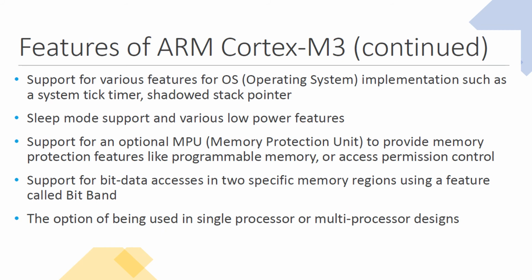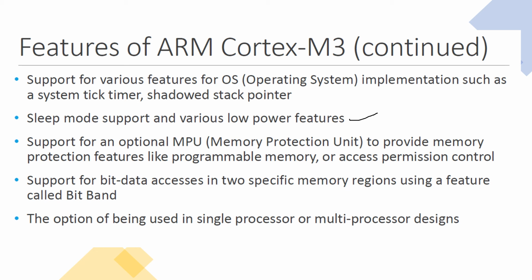One more feature of ARM Cortex M3 is that it supports various features for operating system implementation, such as system tick timer and shadowed stack pointer. Sleep mode support is also there, and various low power features. Sleep mode means whenever no operation is being carried out, after a certain amount of time the processor will stop all the activities and go to sleep mode. By invoking some interrupts you can switch back to the original working state. It is just like a laptop idle for a long time: it will go to sleep mode, and with the press of a key or slight movement of the mouse, it will turn the system on again.